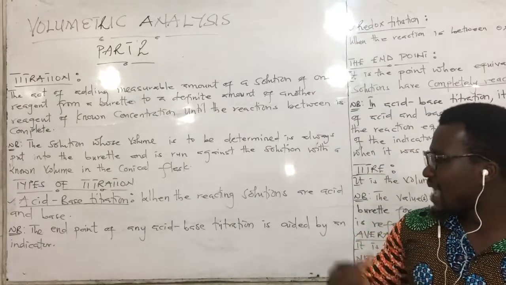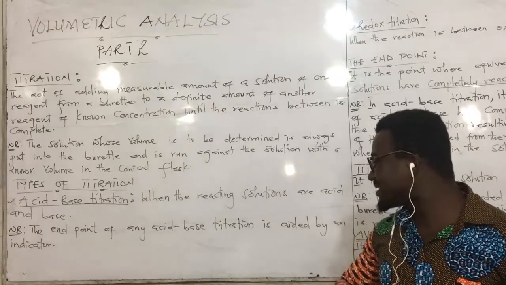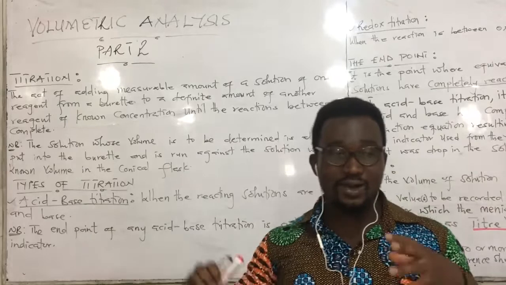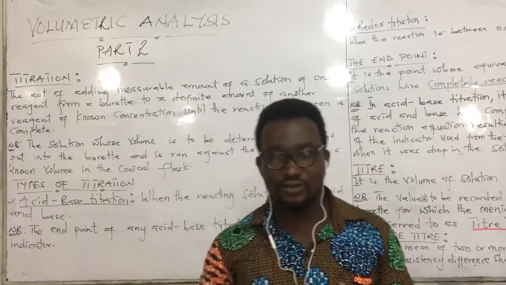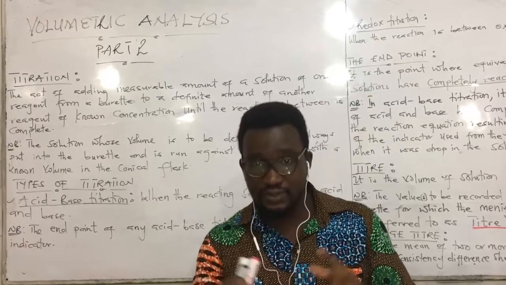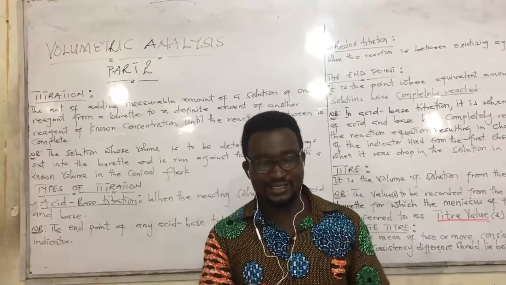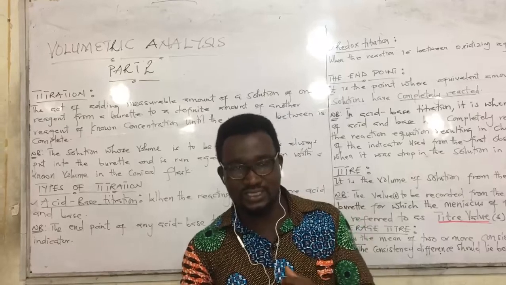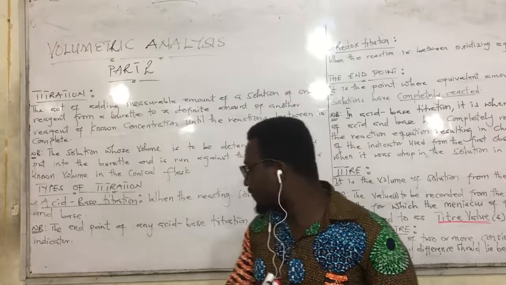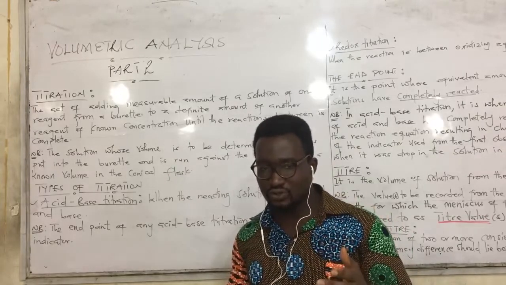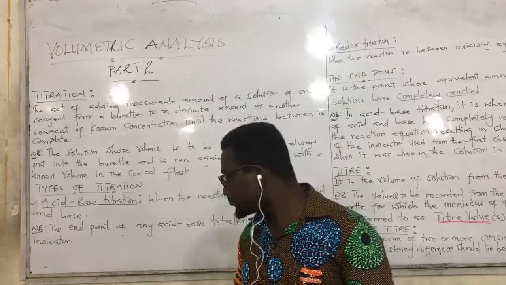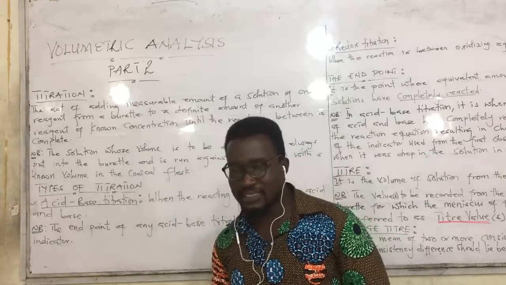Note, the end point of any acid-base titration is aided by an indicator. In fact, in our previous tutorial, I introduced you to the indicator. We did not do anything with it then. We just wanted to know the actual composition, the nature of the solution we are dealing with. Therefore, I first introduced you to the indicator. We will deal with the indicator more in our discussion today.